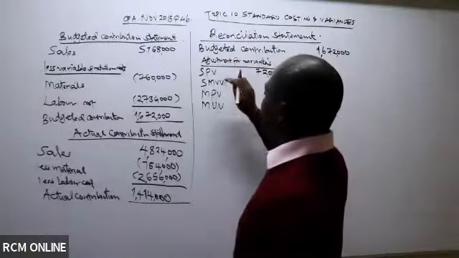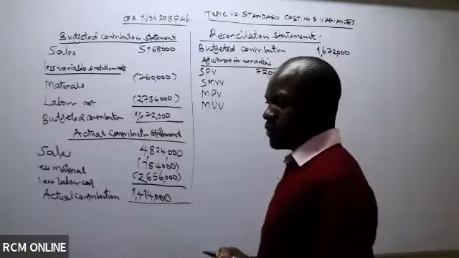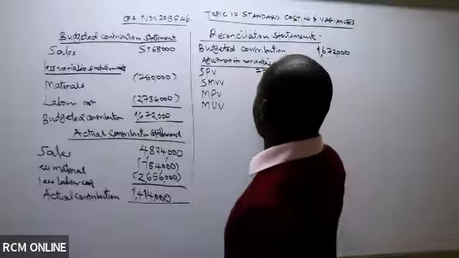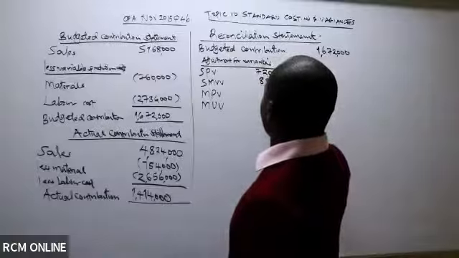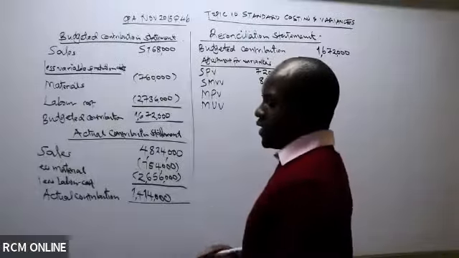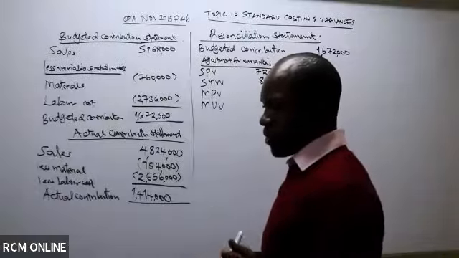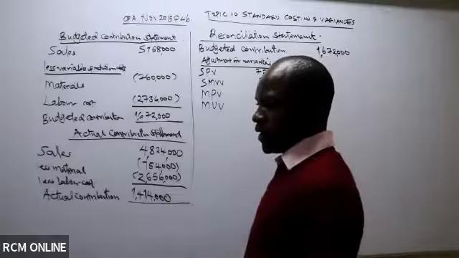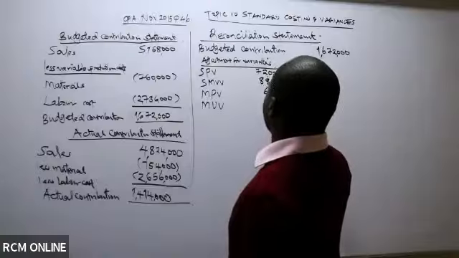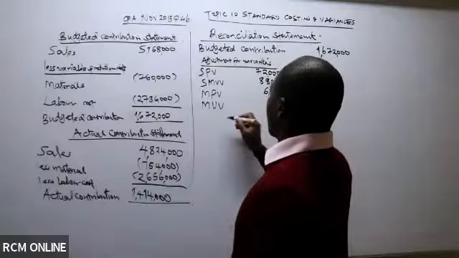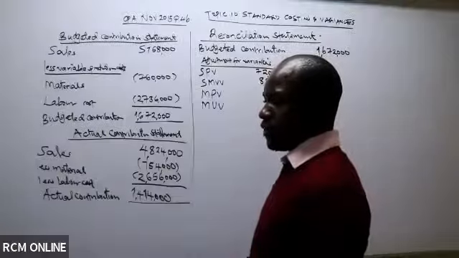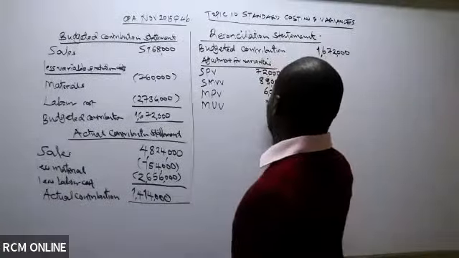Good. How about sales margin volume variance? We had 88,000 adverse. How about material price? Material price variance, 6,000 favorable. Positive 6,000. Material usage variance, 40,000 adverse.